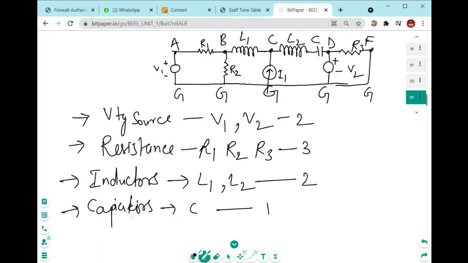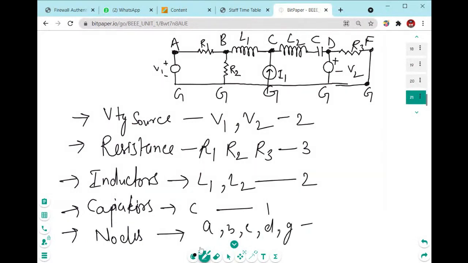Yes, you are right. Now you will tell me how many nodes are there. This is one node, A. Then B is also a node. C is also a node. D is also a node. And lastly G is also a node. So you will write A, B, C, D, G. 1, 2, 3, 4, 5.